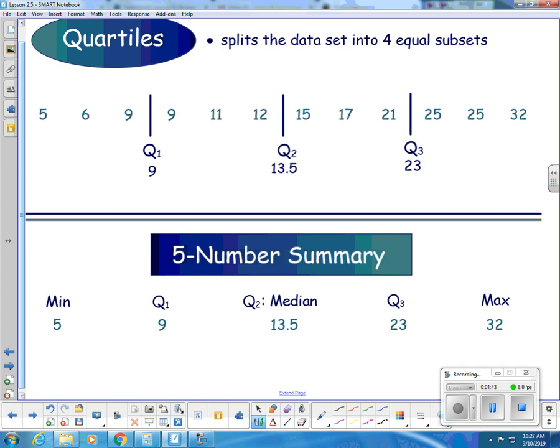So quartiles, not hard to do. Find the median. Go to the left of the median. Find that little subset's median. Go to the right of the median. Find its median. So it's all about the medians. Remember, if you're between 2 numbers, you have to add them together and divide by 2 to find the median.